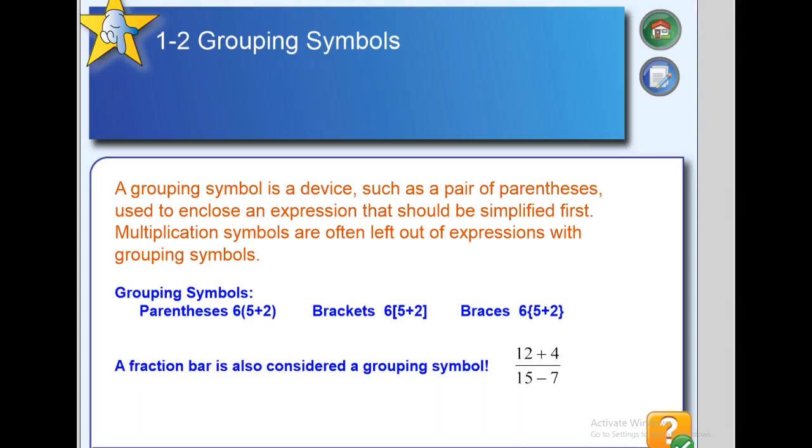Okay, class, day 2 of algebra. We're going to look at section 1.2 in our books, and we're dealing with grouping symbols today.